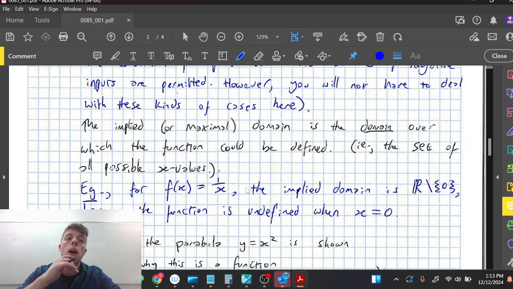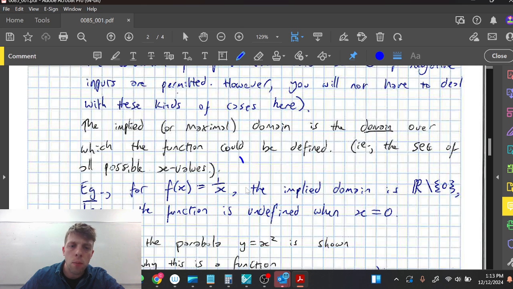Okay, so implied or maximal domain, this is something that you need to be aware of. This is the domain over which the function could possibly be defined, i.e. the set of all possible x values. So a real quick explanation to show you this. Consider the function f of x equals 1 over x.